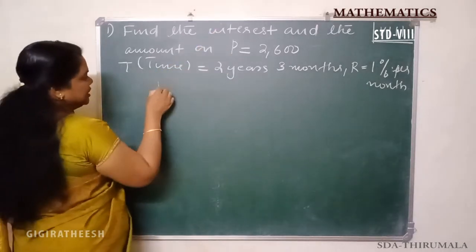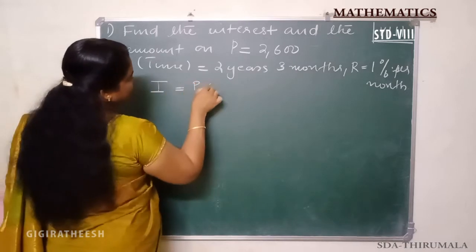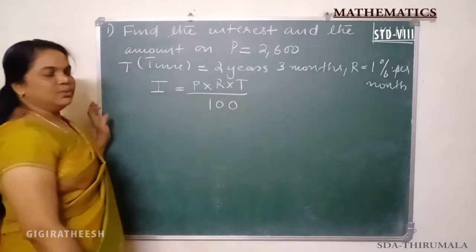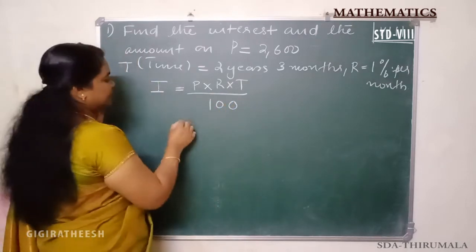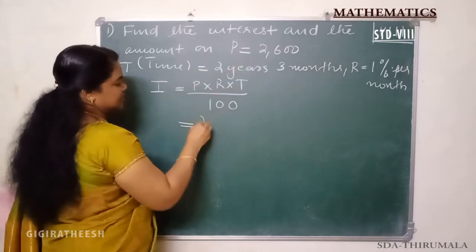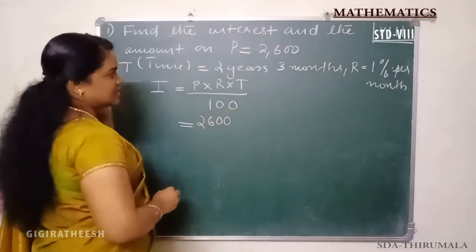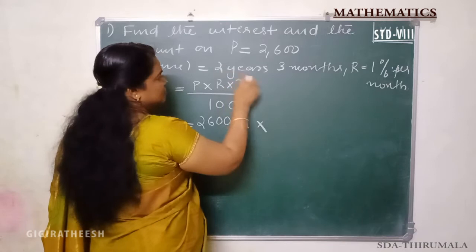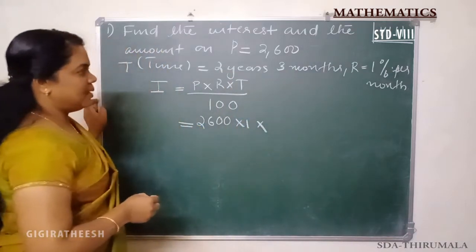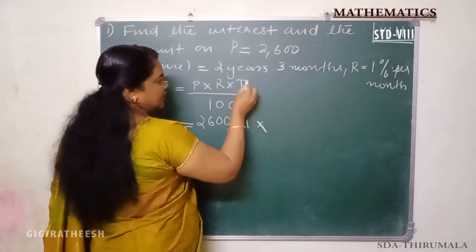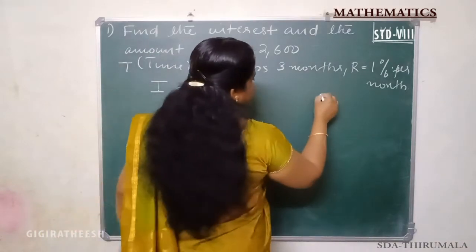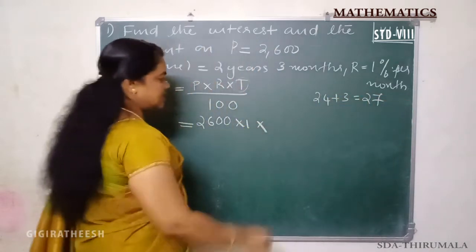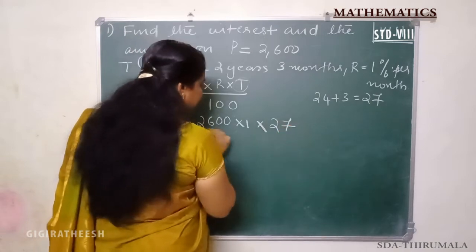We know that interest I is equal to P into R into T by 100. Here P is equal to 2,600, R, the rate of interest, is equal to 1, and the time period is 2 years and 3 months. We have to convert this into months. 2 years is equal to 24 months plus 3 is equal to 27 months.